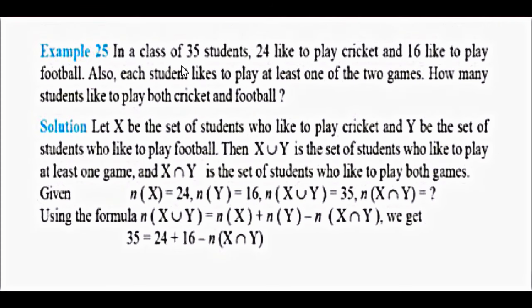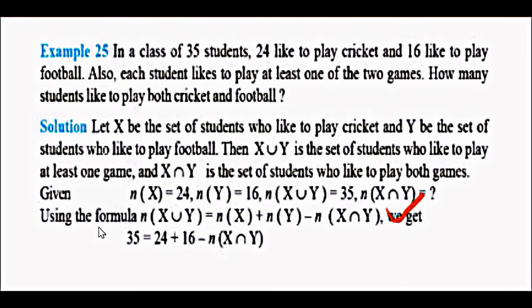Next is, there is a class, 35 students are there. 25 like to play cricket and 16 football. So n(X) is 25, we say X for cricket and Y for football, so n(Y) is 16. X union Y is 35, because we know that in all 35 students are there. And then n(X intersection Y) is what we need to find out.